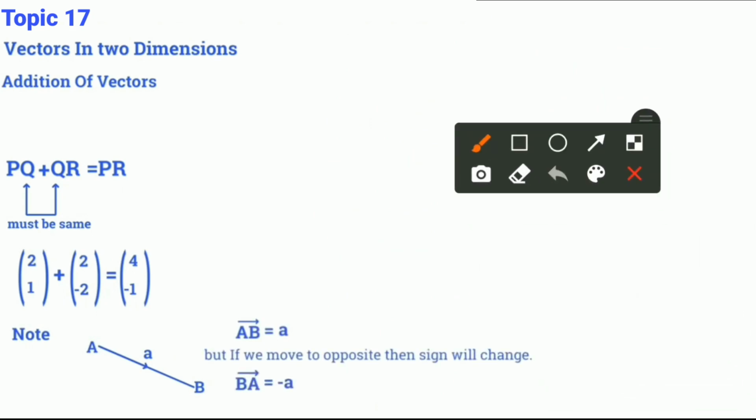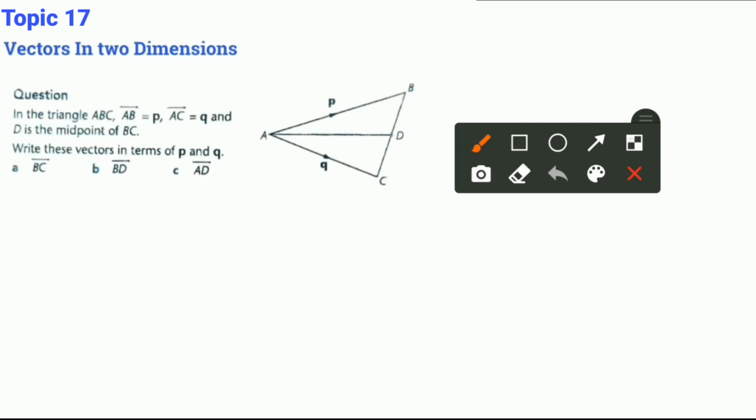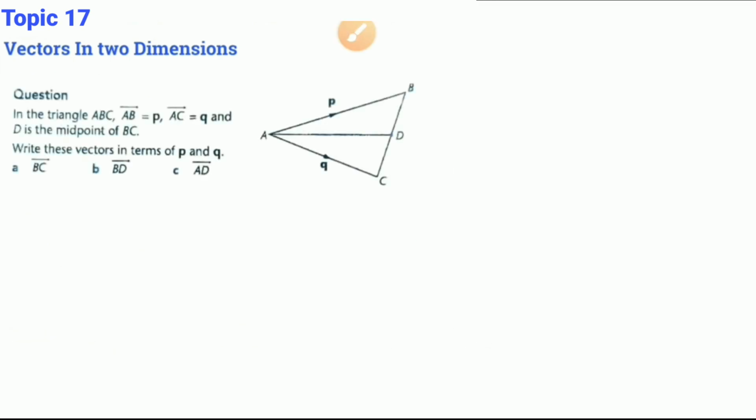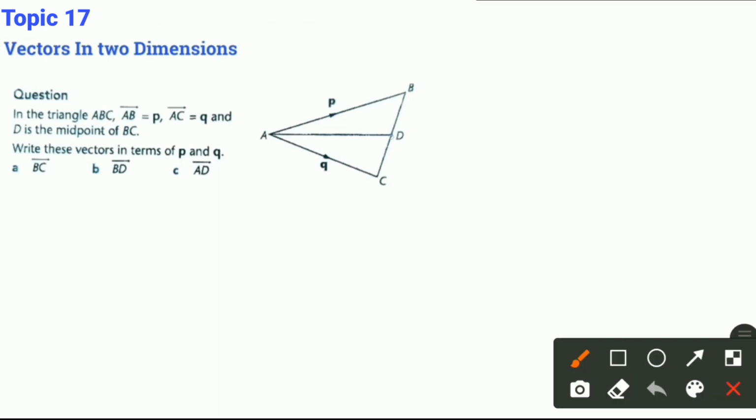But if we move to the opposite, then the sign will change. Yeah, that's also correct. Now we have been given the question. In a triangle ABC, AB is equal to P, AC is equal to Q, and D is the midpoint of BC. Write these vectors in terms of P and Q, starting with BC.